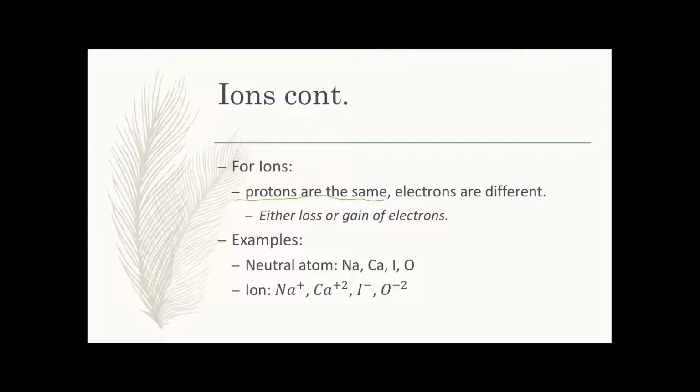So don't forget, an ion is a charged positive or negative atom. Neutral atoms have no charge. Isotopes, these are a change in the neutrons, so it doesn't affect the charge.